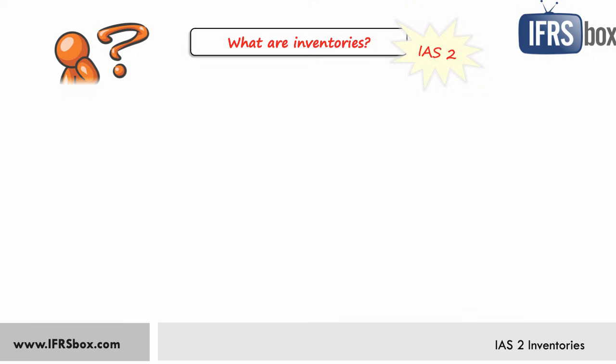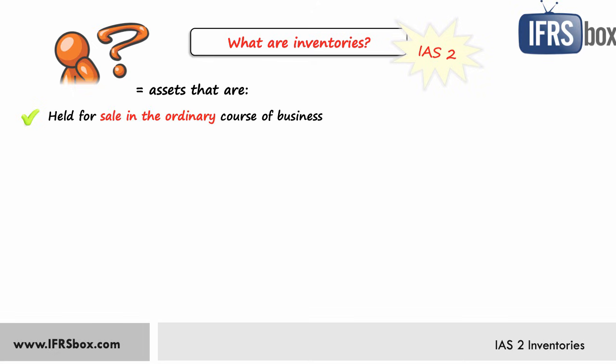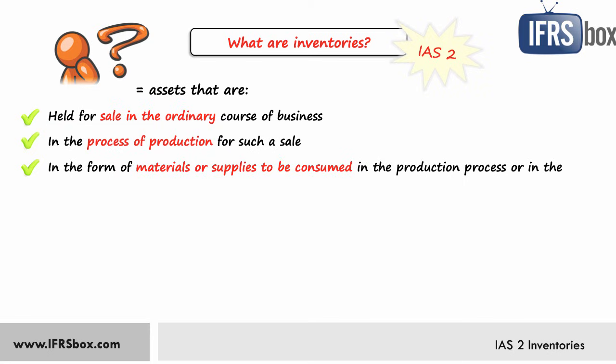IAS 2 defines inventories as assets that are either held for sale in the ordinary course of business. So no, if you occasionally sell some piece of your property, plant and equipment, some machine or a car, it would not belong to inventories because occasional sale is not in the ordinary course of business. Then inventories are assets in the process of production for such a sale, and inventories are also assets in the form of materials or supplies to be consumed in the production process or in the rendering of services. So in classifying your inventories, you should focus on their purpose.